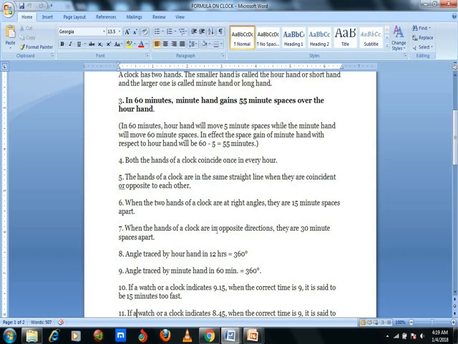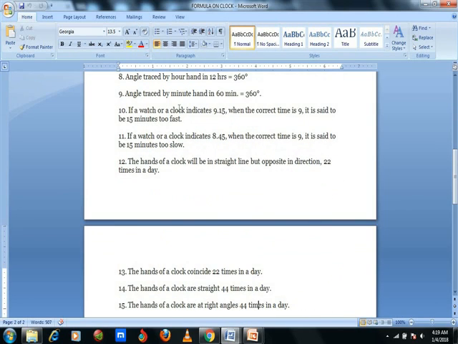When the hands of a clock are in opposite directions, they are 30 minute spaces apart. If the minute hand is at 12 and the hour hand is at 6, that represents 30 minutes and also opposite direction. The angle traced by the hour hand in 12 hours is 360 degrees, same as the minute hand in 60 minutes, which is 360. A clock represents a circle, so the angle also represents 360 degrees by the minute hand and hour hand.